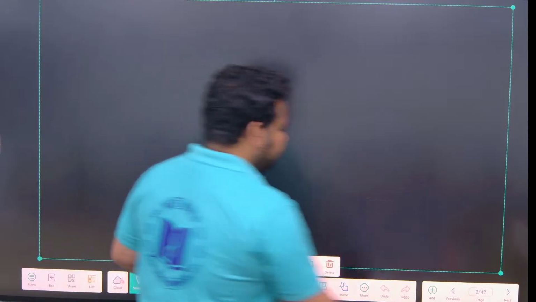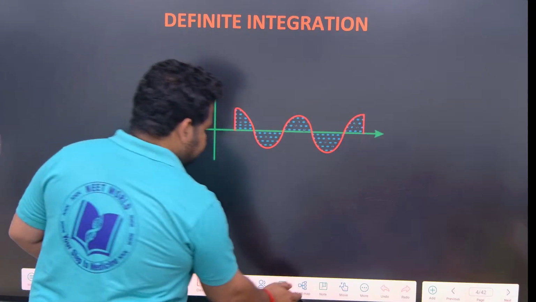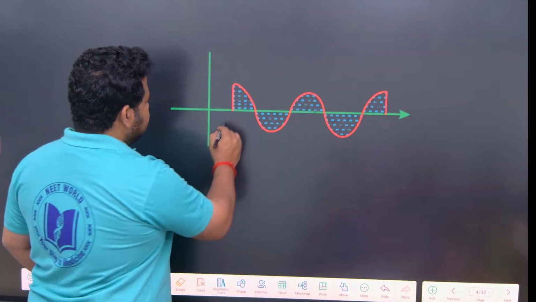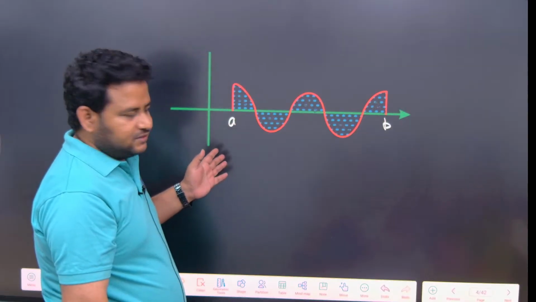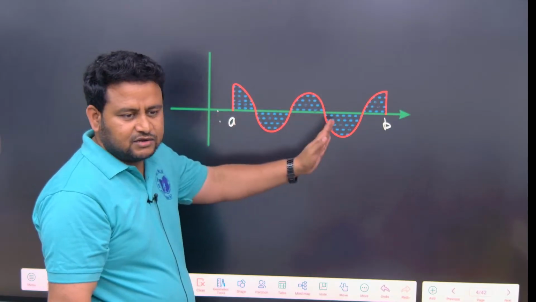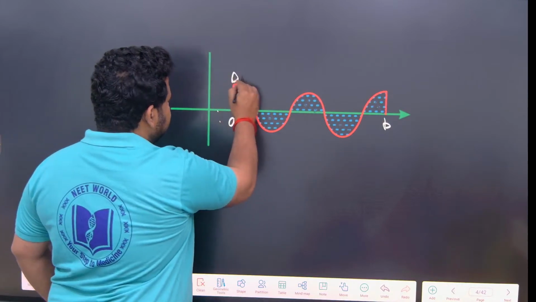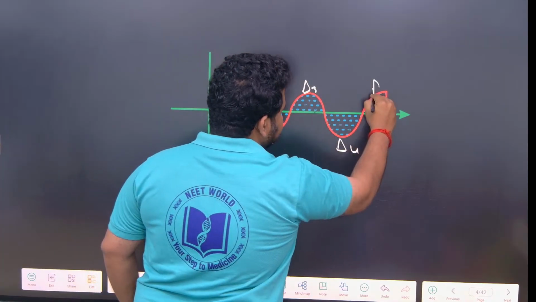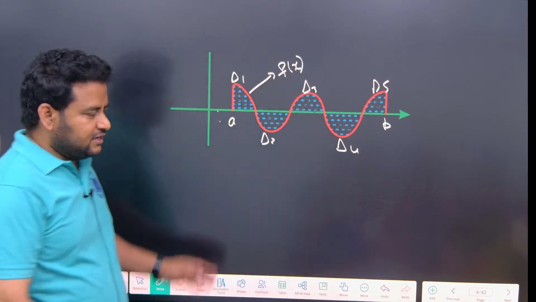Now see here, when we talk about definite integration, suppose let this be A, let this be B. Definite integration means, as per the definition, you are trying to find the area under the curve. That means you are trying to find the area under this. Suppose this area is delta 1, this area is delta 2, delta 3, delta 4, delta 5. Suppose this curve is representing f of x, running from A to B.